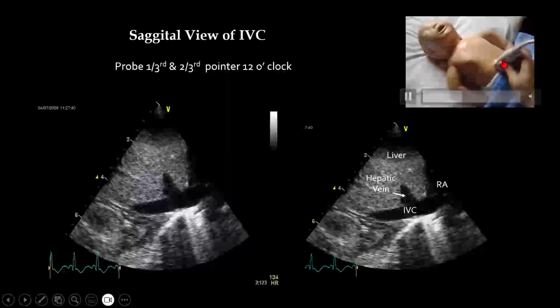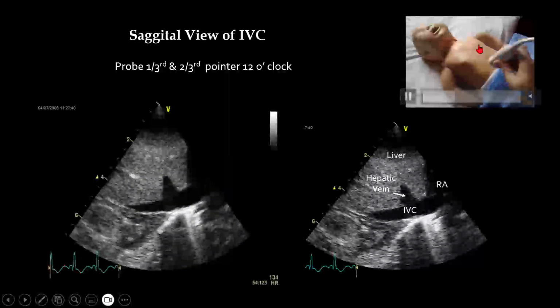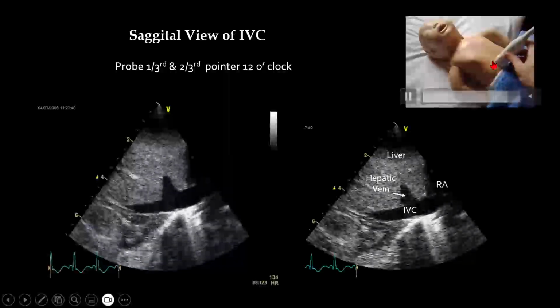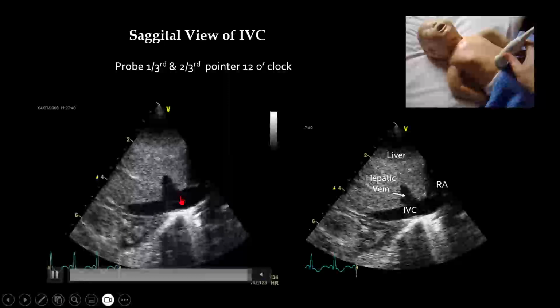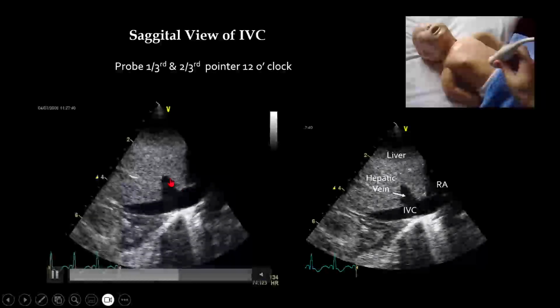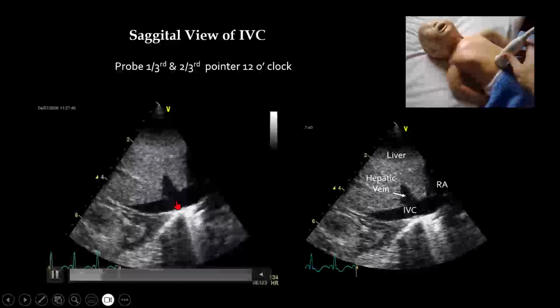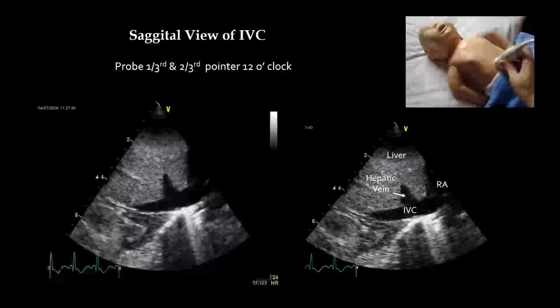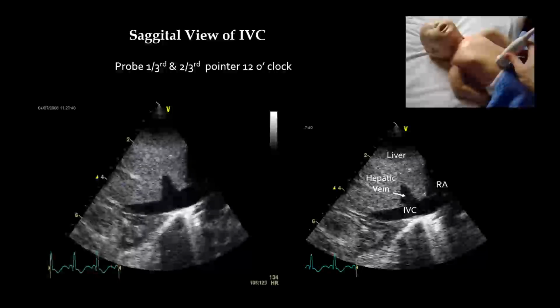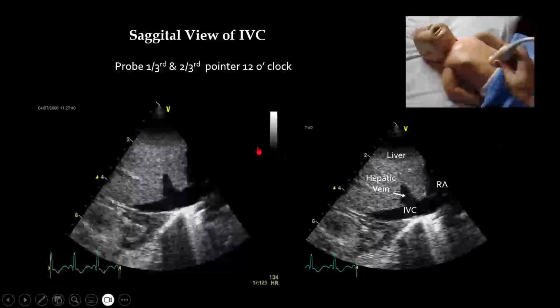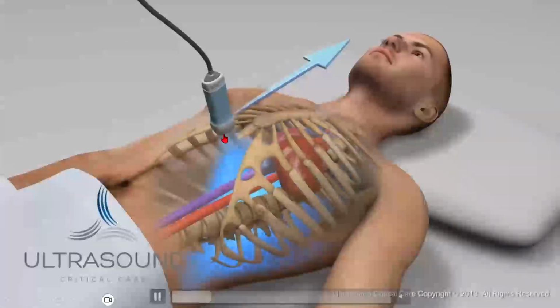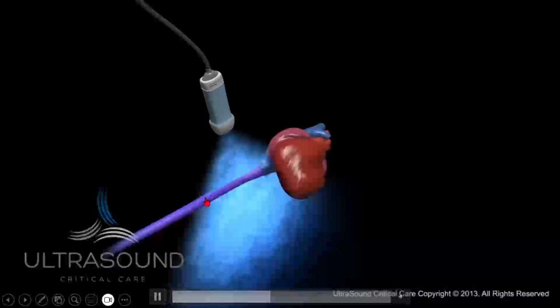Then we have the longitudinal. Here we keep the probe again in the subcostal area, pointer pointing at 12 o'clock. If we sweep towards the right side, we will see the IVC. This is the liver. IVC through the liver is entering into RA, and this is a hepatic vein. We use it to do the collapsibility percentage of IVC to judge the preload, whether the baby is in shock or not. Pointer pointing at 12 o'clock, we sweep it towards the right side. We get to see this. This is IVC.